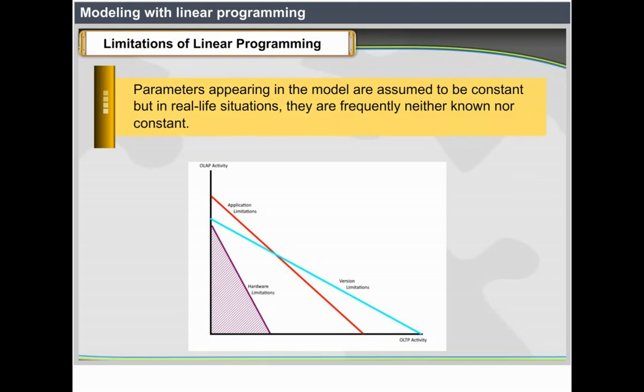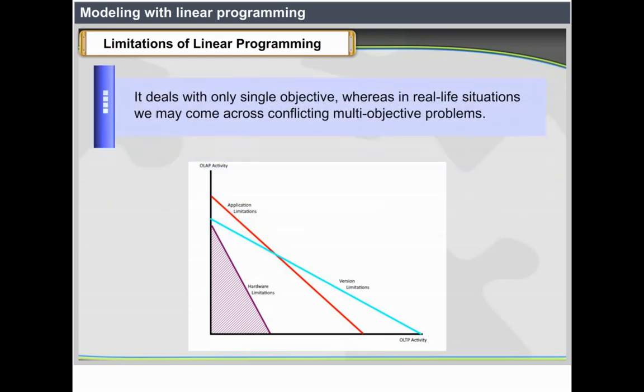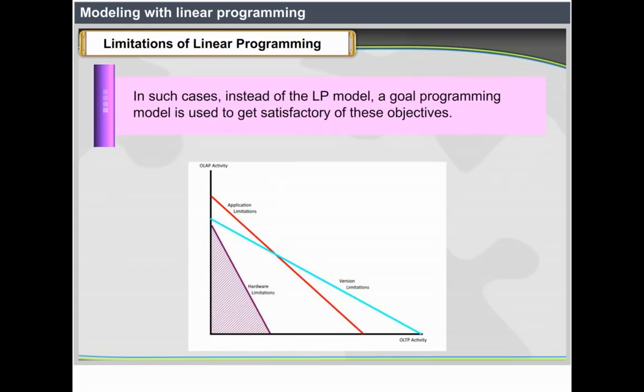Parameters appearing in the model are assumed to be constant, but in real life situations they are frequently neither known nor constant. It deals with only a single objective, whereas in real life situations we may come across conflicting multi-objective problems. In such cases, instead of the linear programming model, a goal programming model is used to get a satisfactory solution of these objectives.